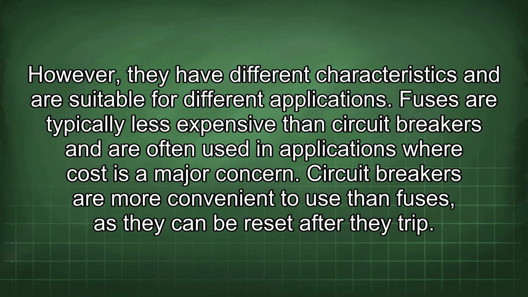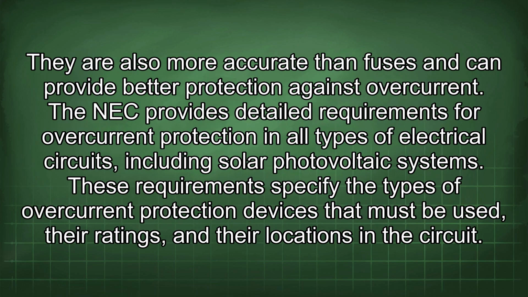Fuses are typically less expensive than circuit breakers and are often used in applications where cost is a major concern. Circuit breakers are more convenient to use than fuses, as they can be reset after they trip. They are also more accurate than fuses and can provide better protection against overcurrent. The NEC provides detailed requirements for overcurrent protection in all types of electrical circuits, including solar photovoltaic systems.